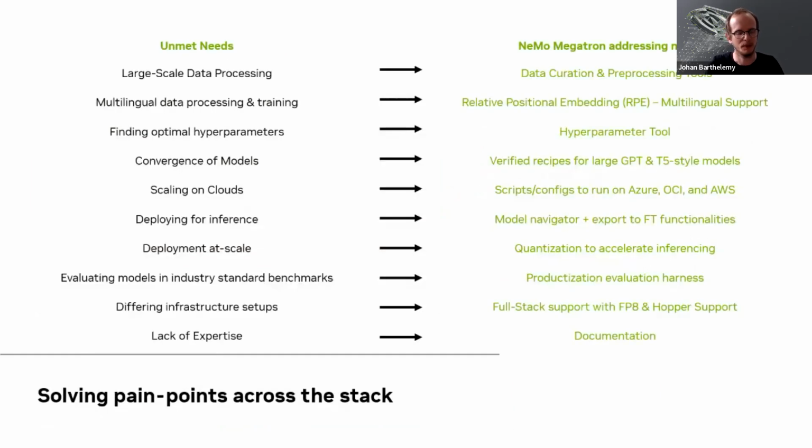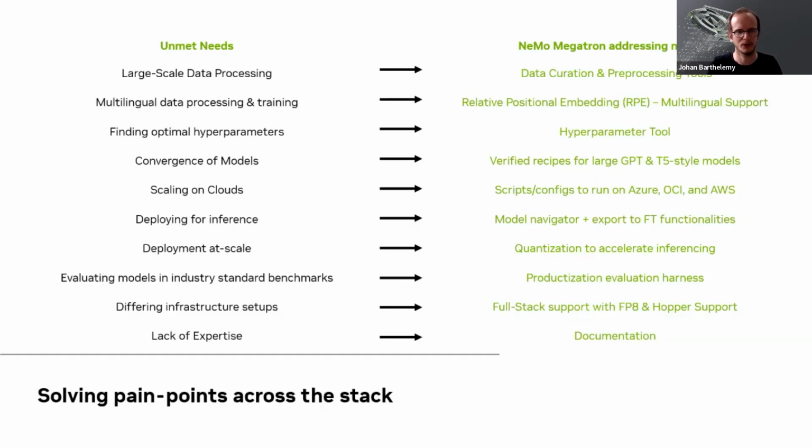Now, you've got many, many pain points when you start playing with LLMs, and Megatron helps you address those problems. As I mentioned, data curation and pre-processing is there. Multilingual support comes with Megatron. Got a hyperparameter tool to find the optimal hyperparameters. Got verified recipes for LLMs. Got plenty of scripts to run on premises or on cloud as well.